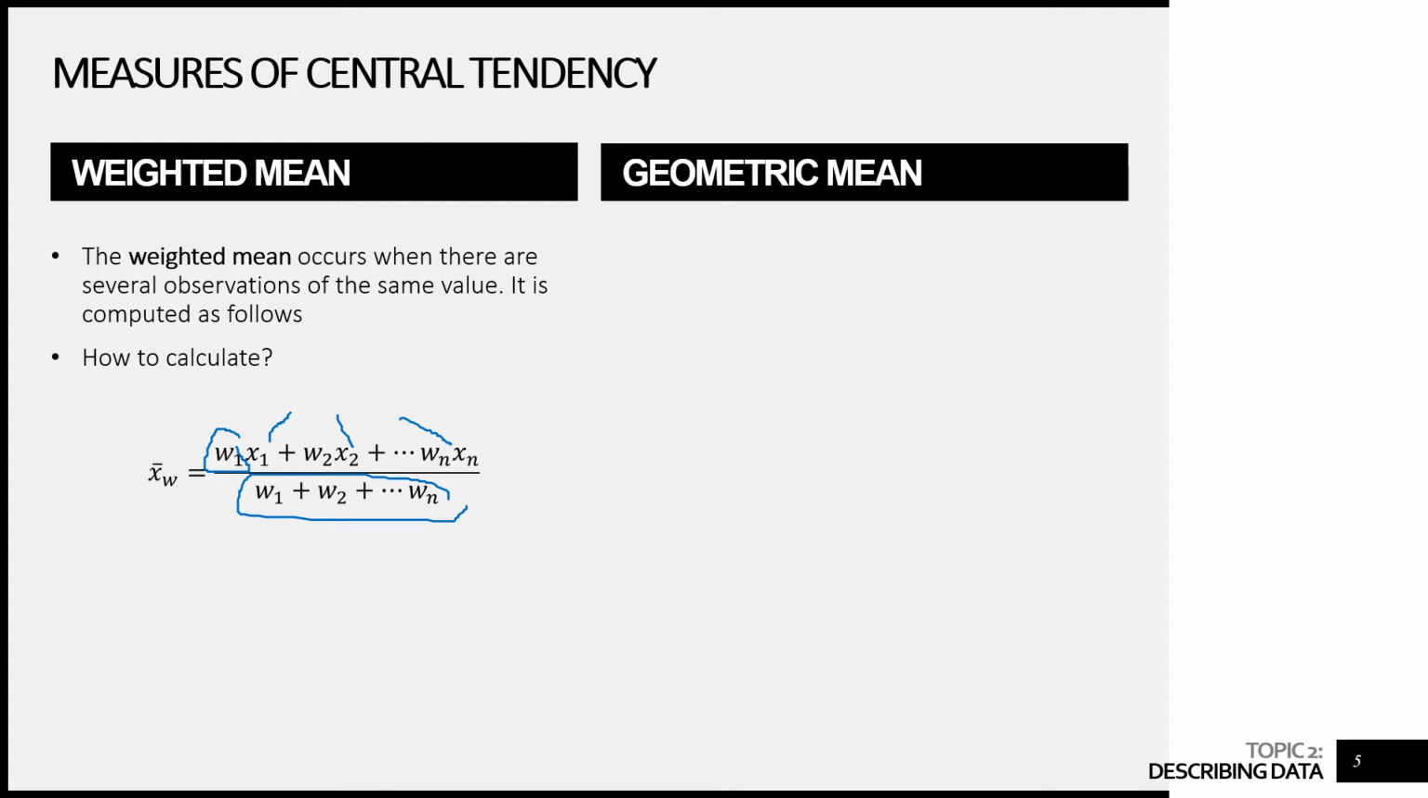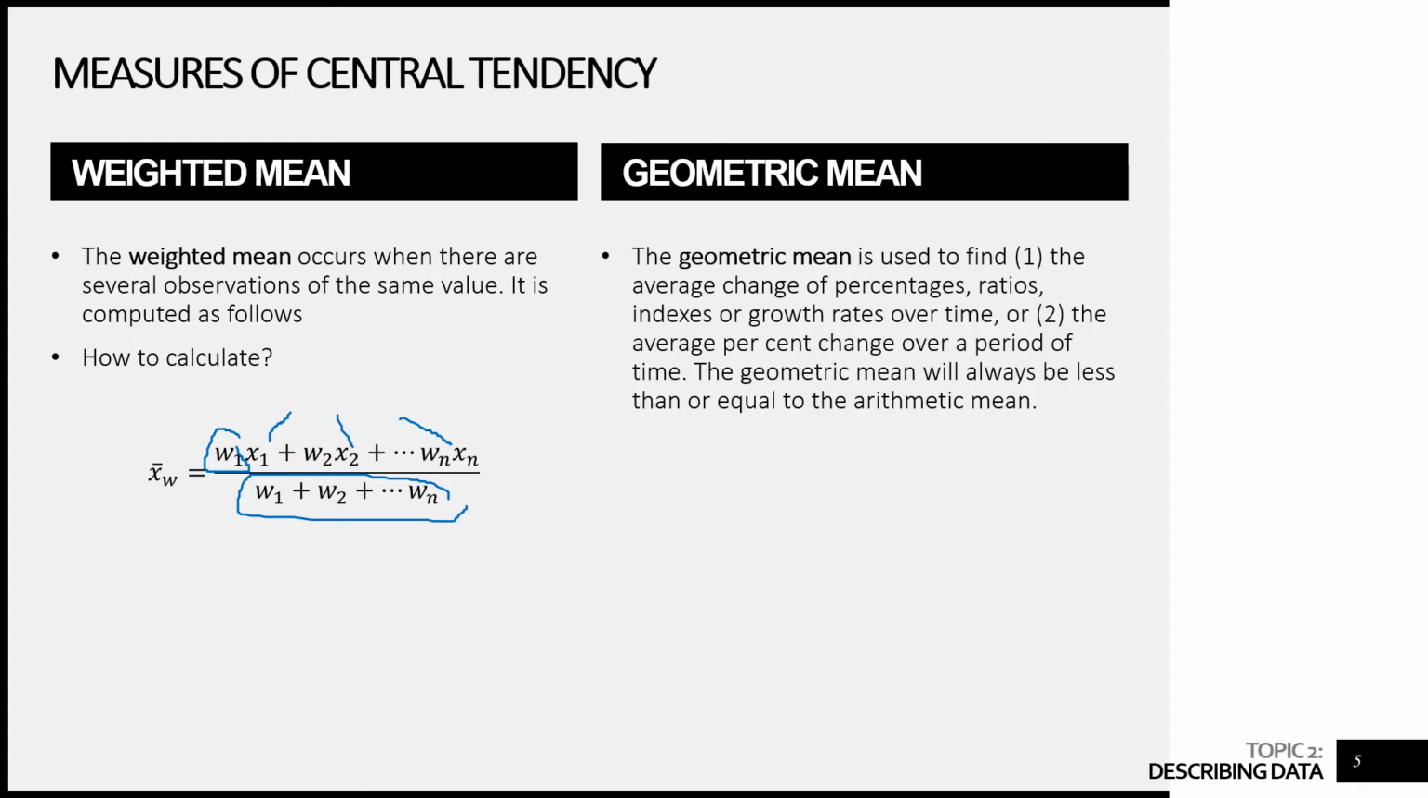As for geometric mean, it's a very useful type of mean. We can use it in two cases. First, if you're interested to find the average change of percentages, ratios, indexes, or growth over time, then we can use this geometric mean formula. Now the difference is here. If you look at the arithmetic mean or the weighted mean formula, the x's refer to values or numbers, whereas the x here are percentages or ratios. So that's the main difference. If you want to find the average of percentages, we use the geometric mean. Okay, let me just erase this for a while.